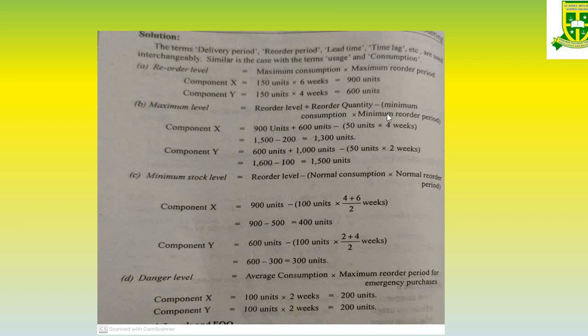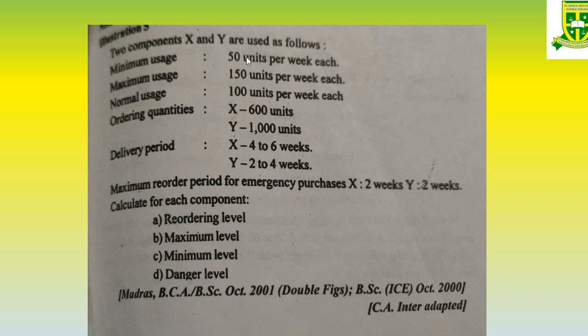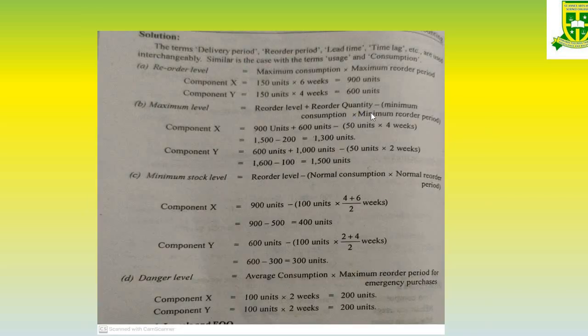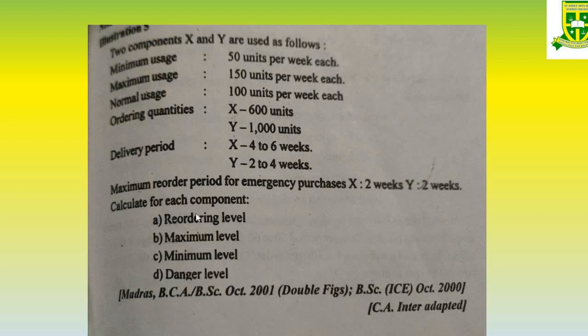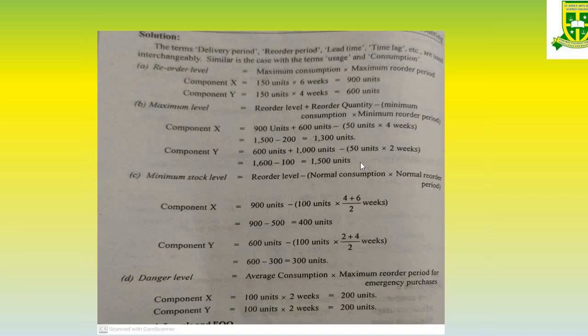consumption given in the question. The minimum consumption is 50 units for each, so for X 50 units, for Y 50 units, into the minimum reorder period. What is the minimum reorder period for X? It is 4, and for Y it is 2. So 4 into 4 for X, and for Y into 2.